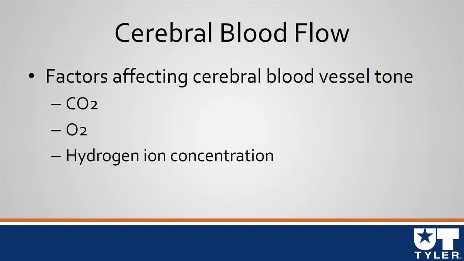Carbon dioxide, oxygen, and hydrogen ion concentration will affect cerebral blood vessel tone. An increase in the partial pressure of carbon dioxide in arterial blood, known as PaCO2, relaxes smooth muscle, dilates cerebral vessels, decreases cerebrovascular resistance, and increases CBF. A decrease in PaCO2 will constrict cerebral vessels, increase cerebral vascular resistance, and decrease CBF.